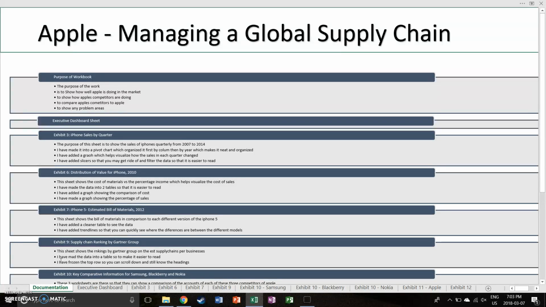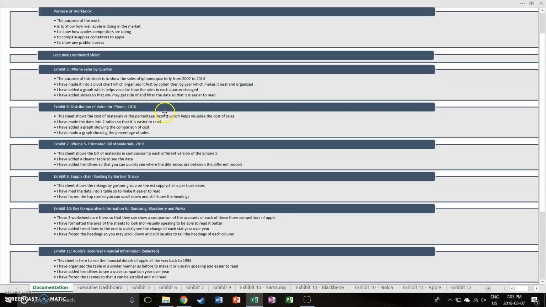First, I'd like to go over the point of this document here. So the purpose of this workbook is to show how well Apple is doing in the market, to show how Apple's competitors are doing, to compare Apple's competitors to Apple, and to show any problem areas.